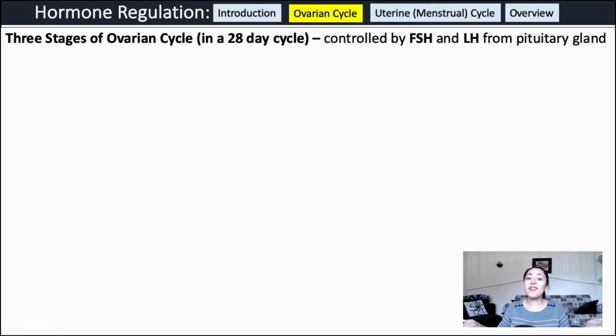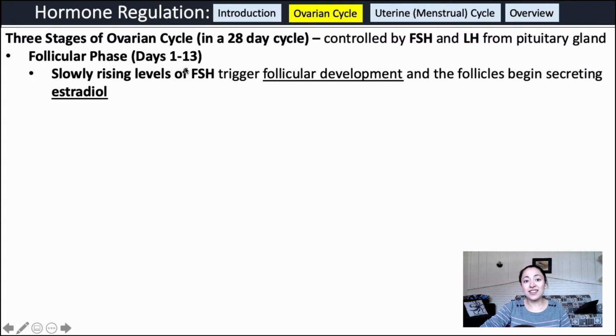All right, let's summarize the major changes that are happening within the ovarian cycle. From days 1 through 13 in the female's monthly cycle, it's called the follicular phase. This is triggered by slow rising levels of FSH from the anterior pituitary. FSH, or follicle stimulating hormone, triggers follicular development. And remember, as those follicle cells begin to develop and mature, they begin secreting high levels of estradiol.